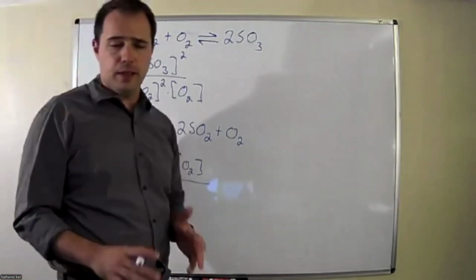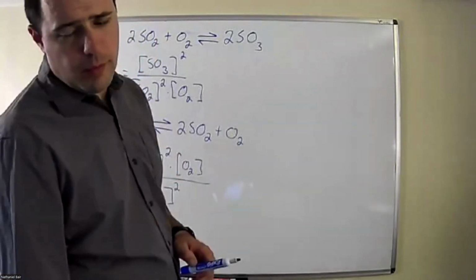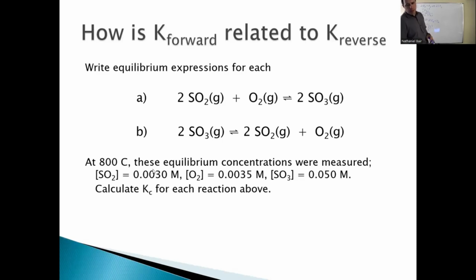Now I want to prove that mathematically. When this reaction reaches equilibrium, here's what happens. You will find, if you let this reaction reach equilibrium, that maybe the SO2 concentration is 0.0030 molar, the O2 is 0.0035 molar, and the SO3 is 0.050 molar. Here's what I want you to do. I want you to plug these values into both of these mass action expressions. And I want you to calculate the equilibrium constant if you wrote the reaction like it is in A. And I want you to calculate the equilibrium constant if you wrote the reaction like it is in B. And then we're going to compare them and really prove that they are inverses. So go ahead, I'll give you a head start, and then I'll plug the numbers in too.